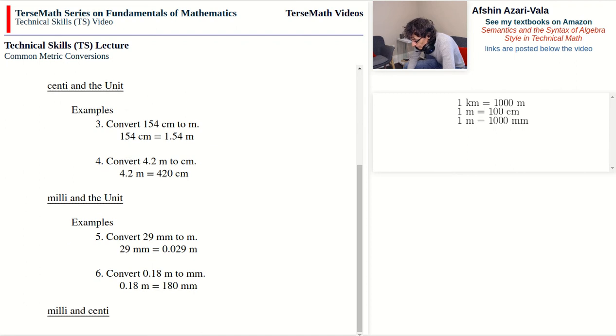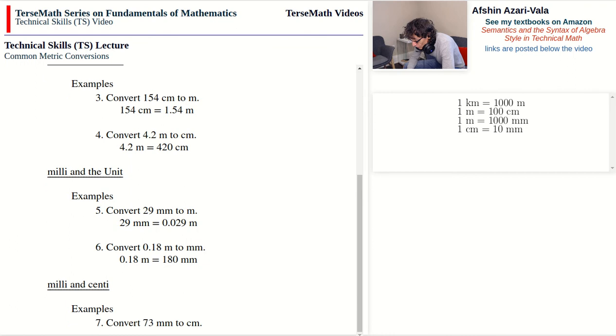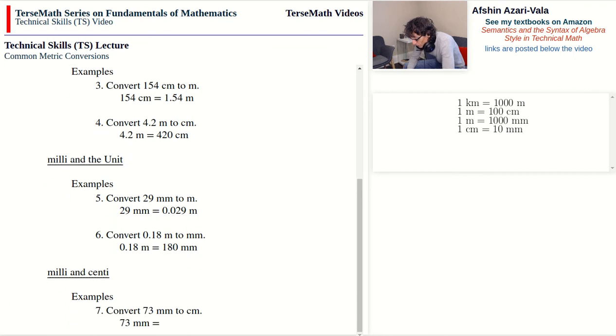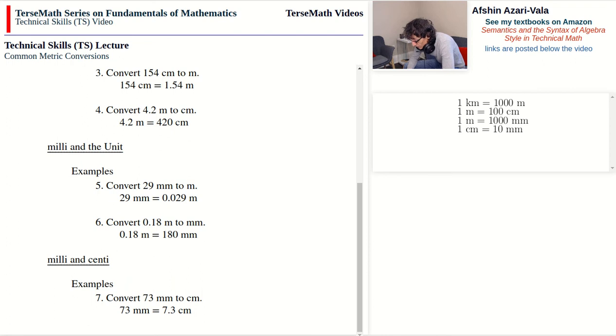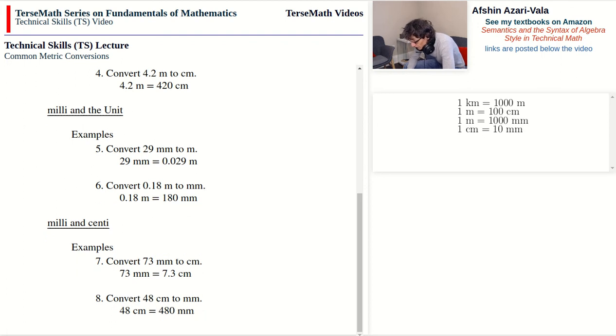One more relationship that's important to know is between milli and centi, and everyone should know that, for example, 1 centimeter is 10 millimeters. So going from, let's say, 73 millimeters to centimeters, we divide by 10 basically, and we get 7.3 centimeters. Going the other way, from centimeter to millimeter, the number will grow 10 times. We get 480 millimeters.